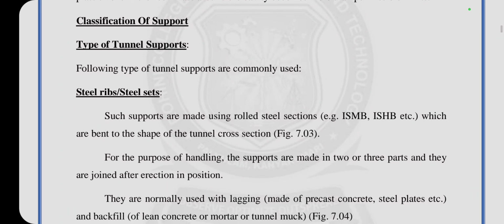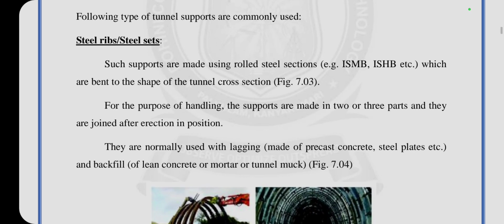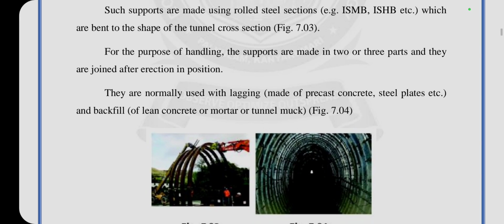The classification of support: the first one is the type of the tunnel support. The first support is the steel ribs, another name is the steel sets. The supports are made using rolled steel sections, ISMB, ISHB, which are bent to the shape of the tunnel cross section, as shown in the figure. For the purpose of handling, the supports are made into three parts and they are joined after the erection in position. They are normally used with lagging and backfill.